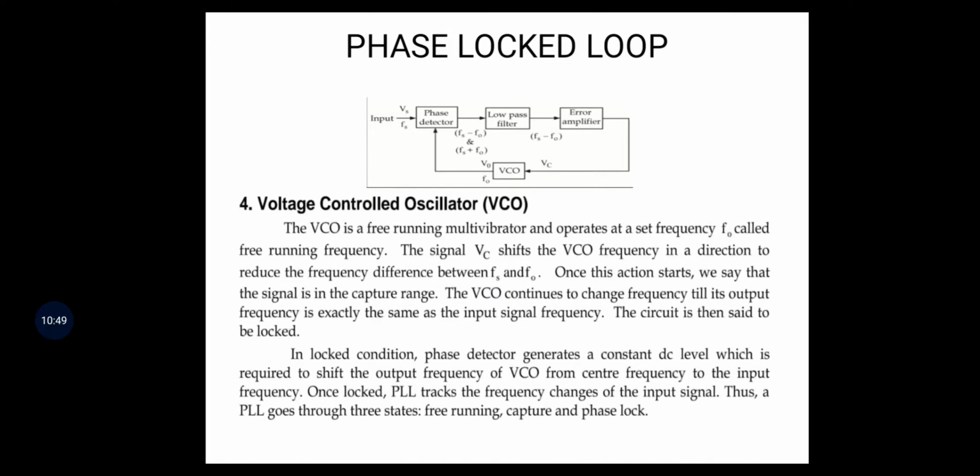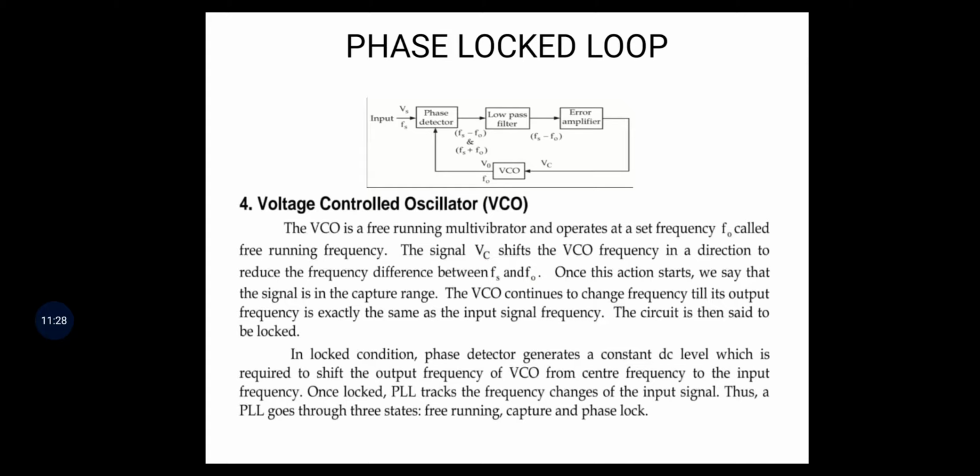The voltage controlled oscillator continues to change frequency till its output frequency is exactly the same as the input signal frequency. When the output signal frequency equals the input signal frequency, then the circuit stops the capture range. The circuit is then said to be locked.